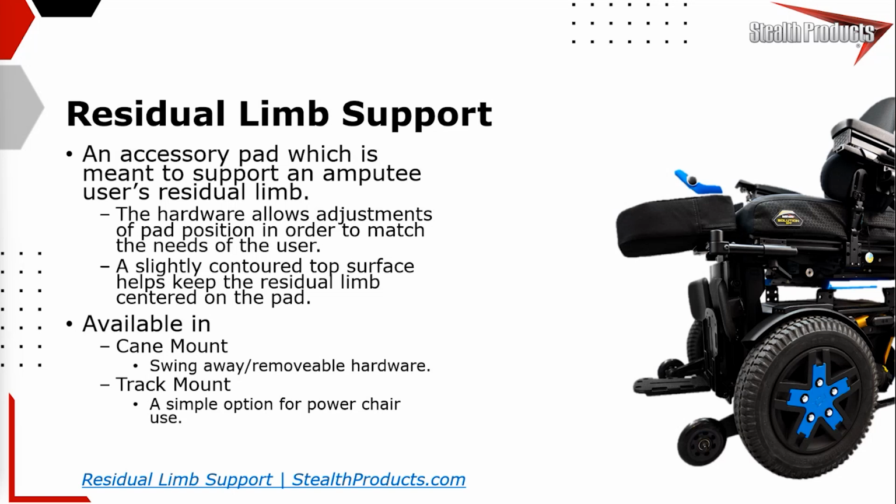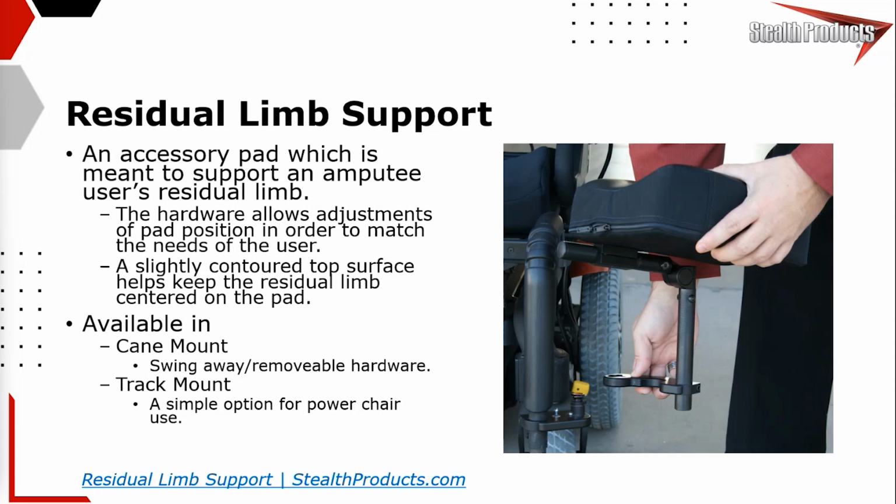We offer this in both a cane mount and a track mount option. So this track mount here is just a simple, effective choice for power chairs, certain manual chairs with track systems, but the cane mount as well. The cane mount is removable, and that can be very helpful, not just for transfers, but when that user alternates between wearing a prosthetic limb or not wearing it, that removable option lets them easily add the support to that leg rest as they need it, or remove it, right? Depending on the scenario there.